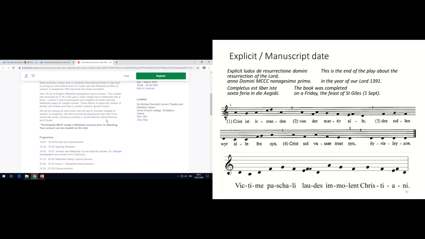And then Christ ist erstanden, which is the song still sung every Easter morning across Germany, is based on the tune of the Victimae Paschali Laudes. So it was used from the 14th century in congregations as an answer. So the clergy would sing the sequence, Victimae Paschali Laudes, and the congregation would answer as a refrain with the Christ ist erstanden. It picks up the same.